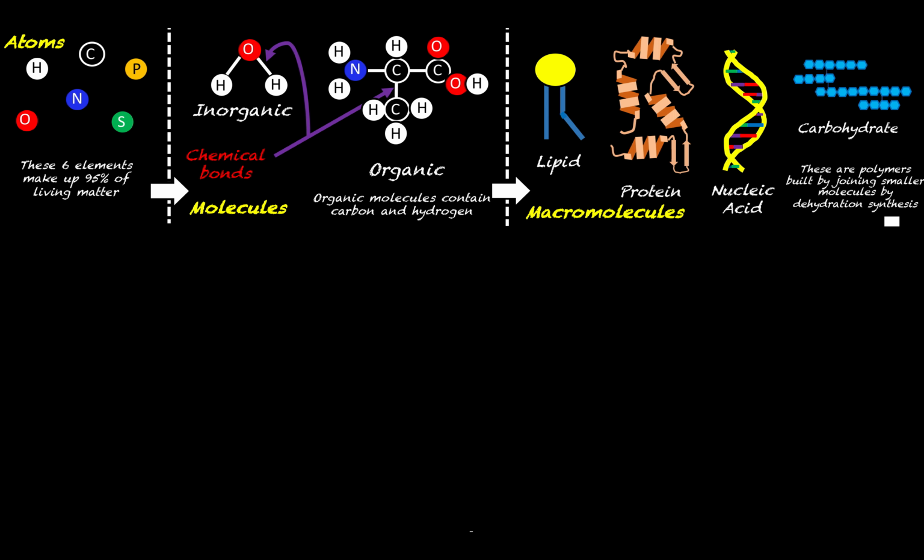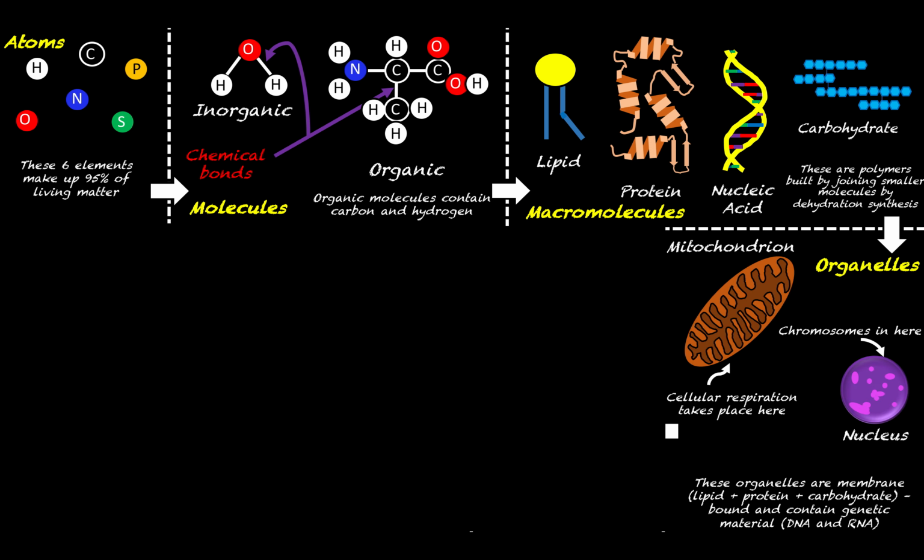Molecules themselves can be polymerized together to form much bigger and much more complex molecules called macromolecules, things like lipids and proteins and nucleic acids and carbohydrates, which are all polymers that are built by joining smaller molecules together by dehydration synthesis. We will, of course, have separate videos on that later on, so don't worry about them too much for now. Macromolecules assemble together to build subcellular structures called organelles.